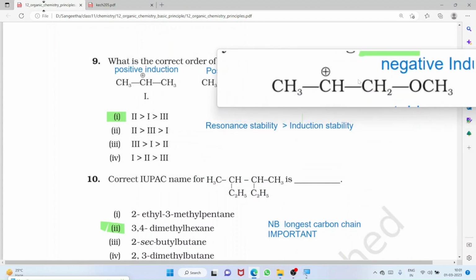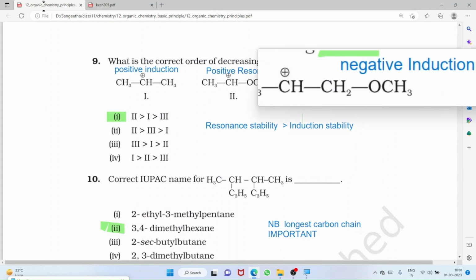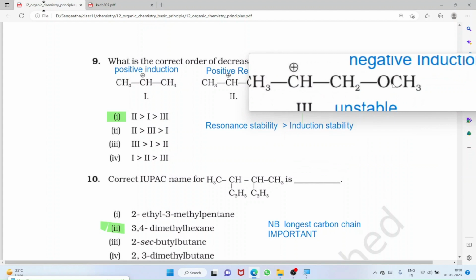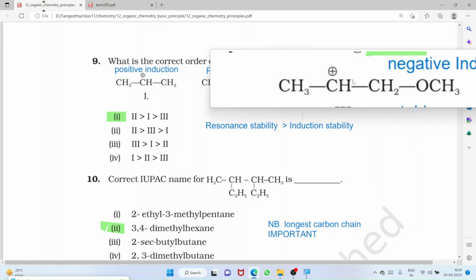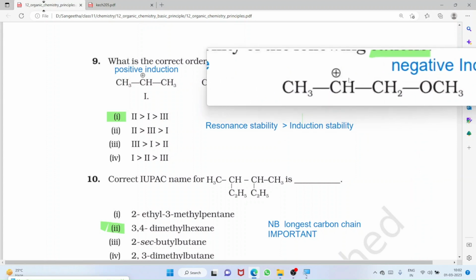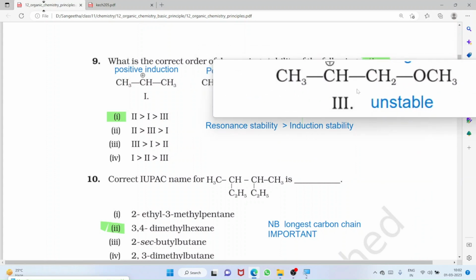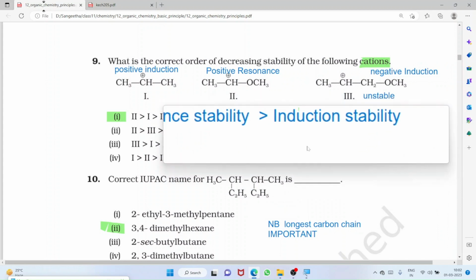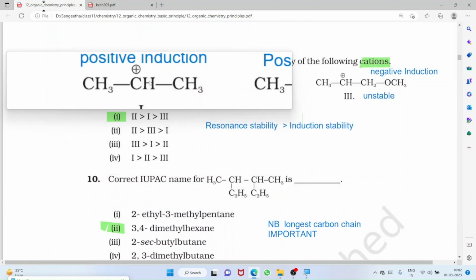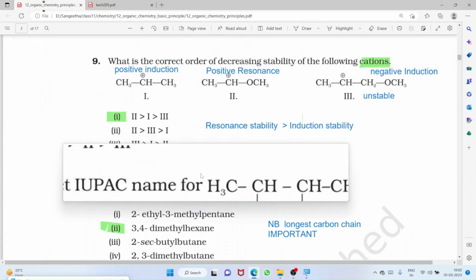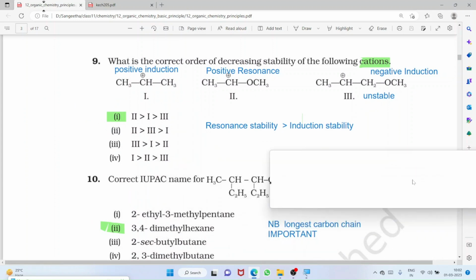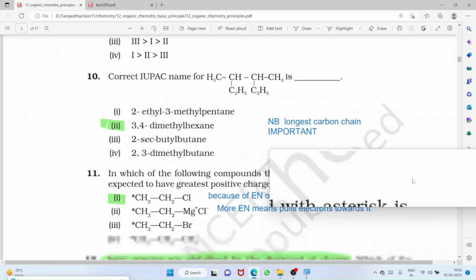Here resonance is not possible, but negative induction is there. Negative induction means this oxygen will try to pull electrons towards itself. So from here it will pull the electrons towards it. Okay. So then this will become more positive and unstable. So in terms of stability, this is more stable due to resonance. Next this structure, and the last is this. So this is the correct answer. Resonance stability is greater than induction stability.